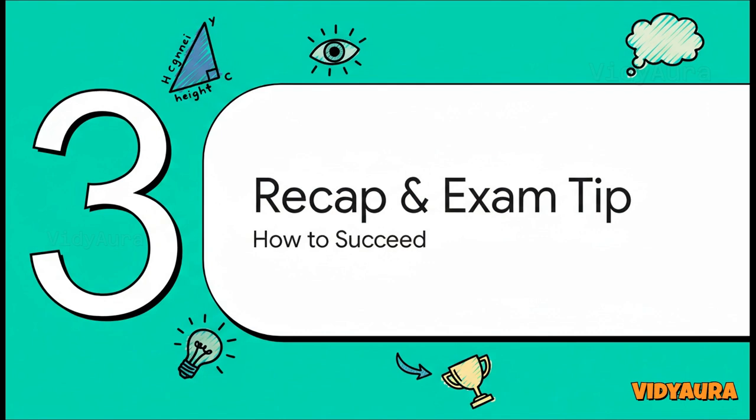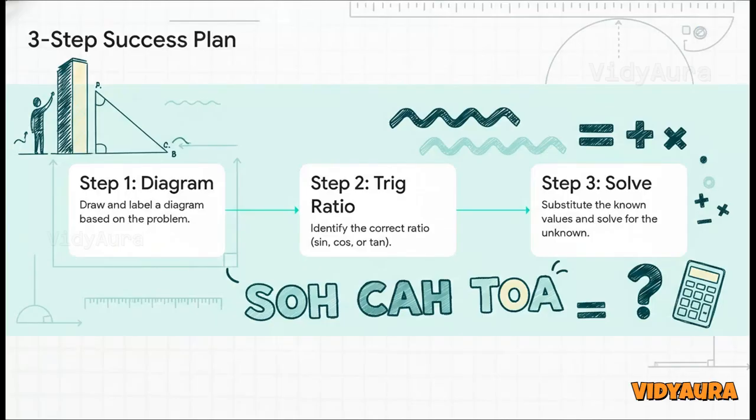Before we wrap up, let's do a super quick recap of the plan we used, and then I have just one really important exam tip for you. So listen up, this is the good stuff. Really, it all comes down to this simple 3-step success plan. 1. Draw the diagram. Always. 2. Figure out which sides you're working with and pick the right trig ratio. 3. Just plug in the numbers and solve. That's the blueprint for every single one of these problems.